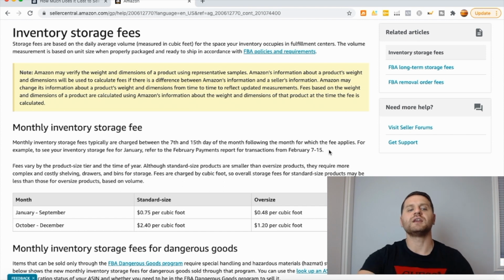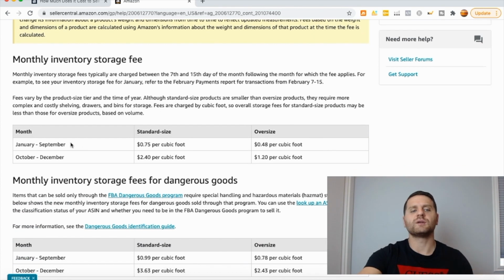Now over here it does give you more in depth. From January to September, you are going to get charged 75 cents per cubic foot. For oversized items, you are going to get charged 48 cents per cubic foot, but keep in mind that oversized items are going to take up more inventory space.